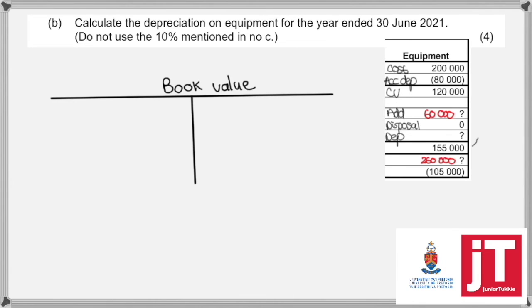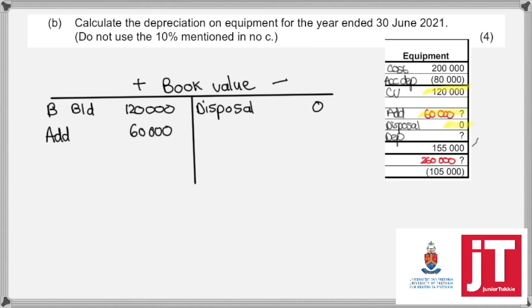So if I open up a T account but using it at book value, it's an asset, plus on the debit, minus on the credit. So we're going to start with the balance brought down. What was the carrying value in the beginning? 120,000. So now I'm just looking at my movement. My movement, there was additions of 60,000, which we calculated in question number A. Disposals is 0. The depreciation is the question mark, so we still need to solve that.